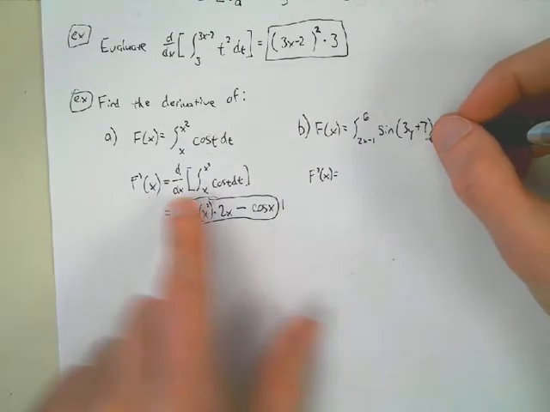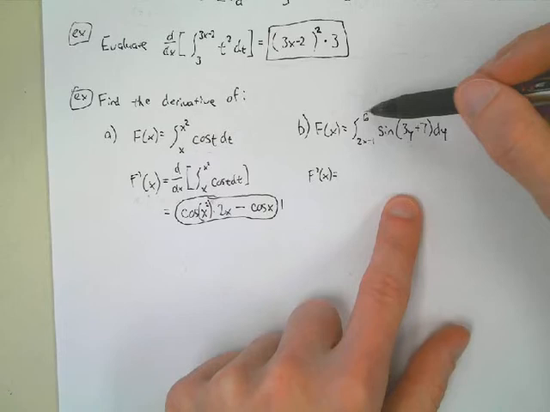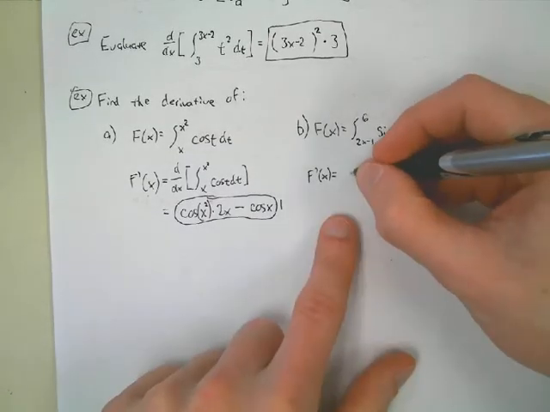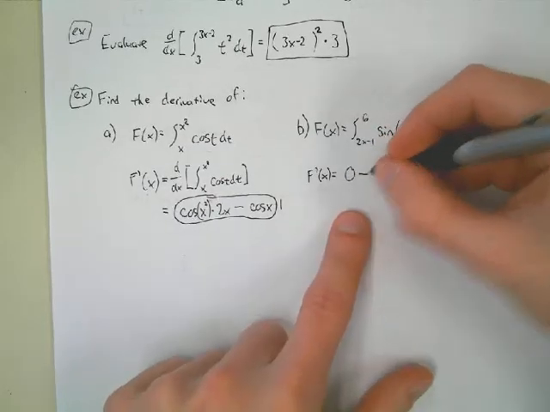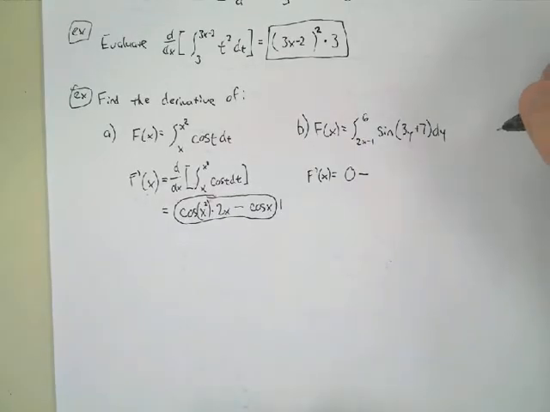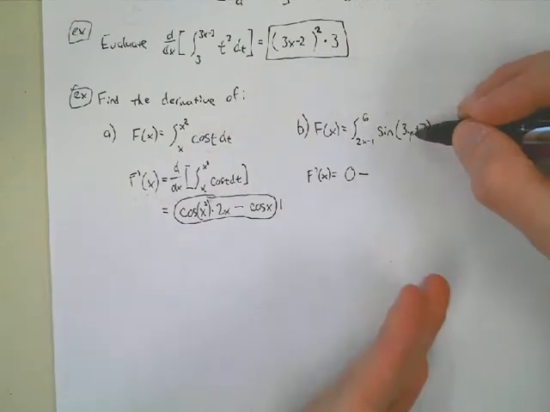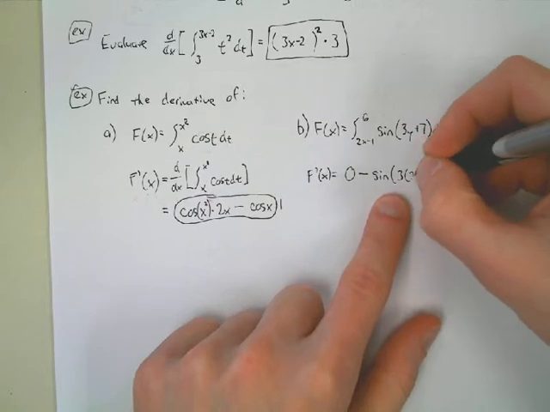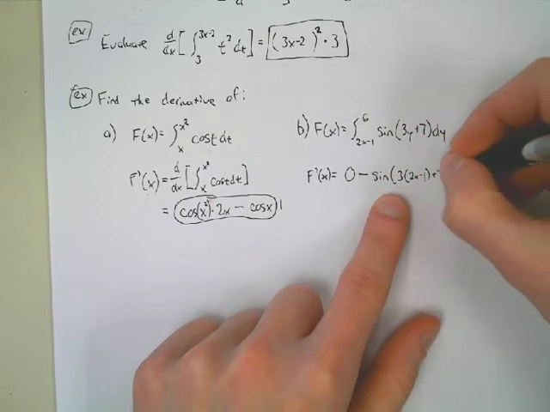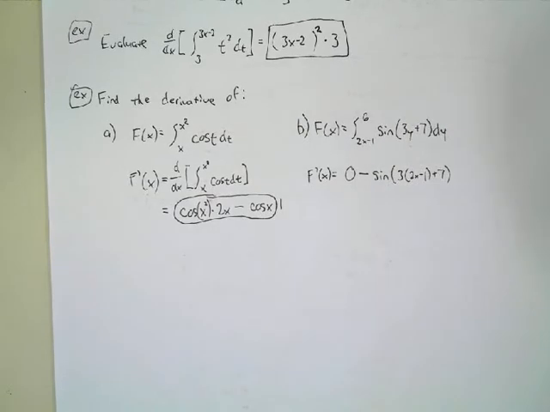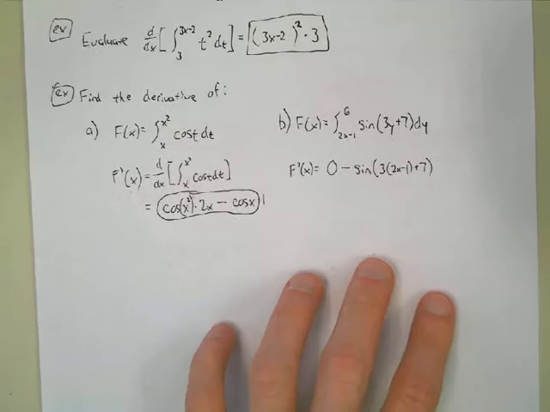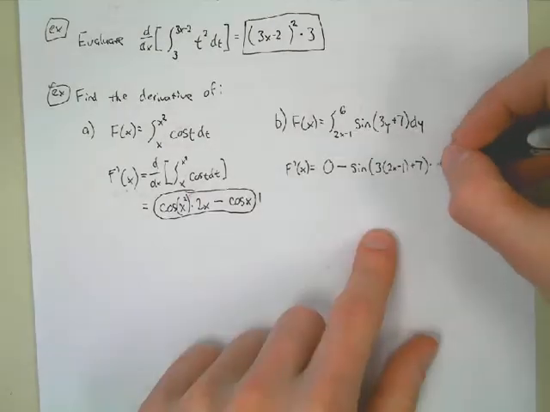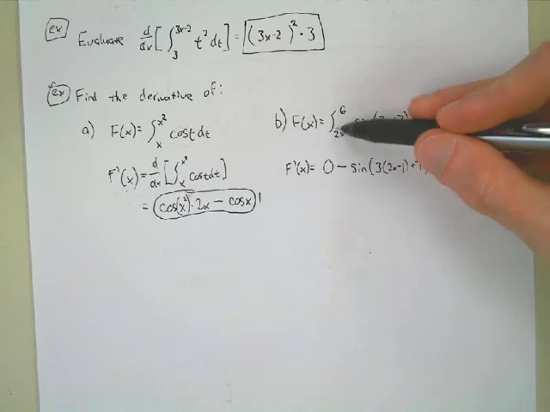All right, since our upper limit's a number, what happens to that upper limit? It's 0. So you can put a 0 in there if you want to, or you can just put minus. And then now we're going to plug in our lower limit, right? The lower limit will just replace, in this case, y. So it'll be sine of 3 times (2x minus 1) plus 7. We substitute it in place of the y, times 2, the derivative of what we plugged in.